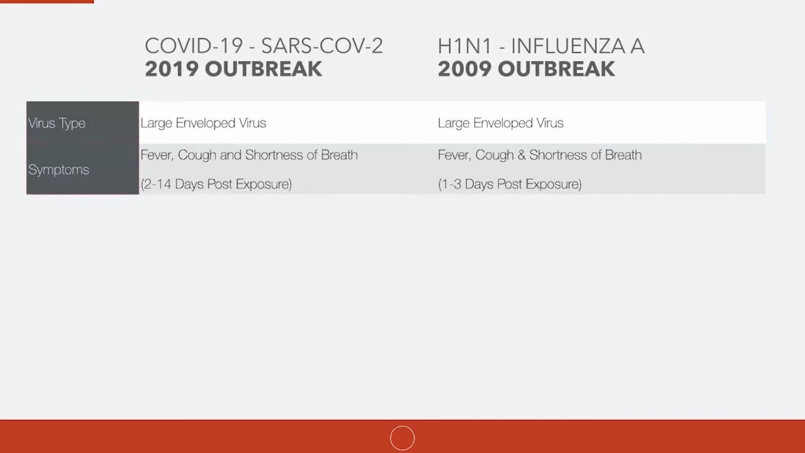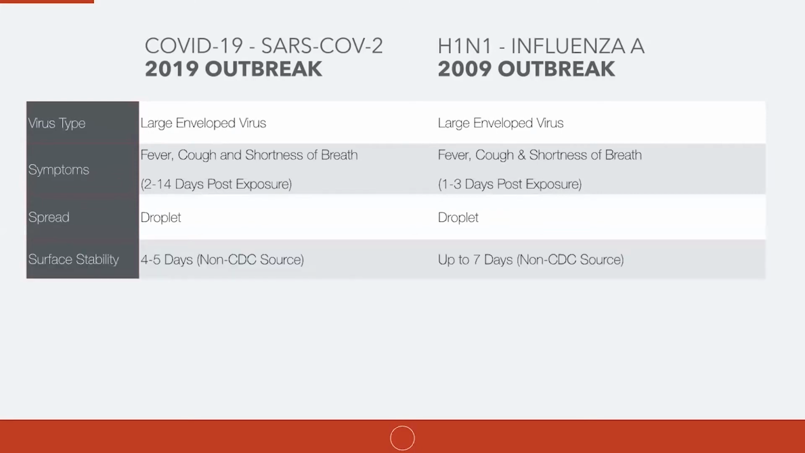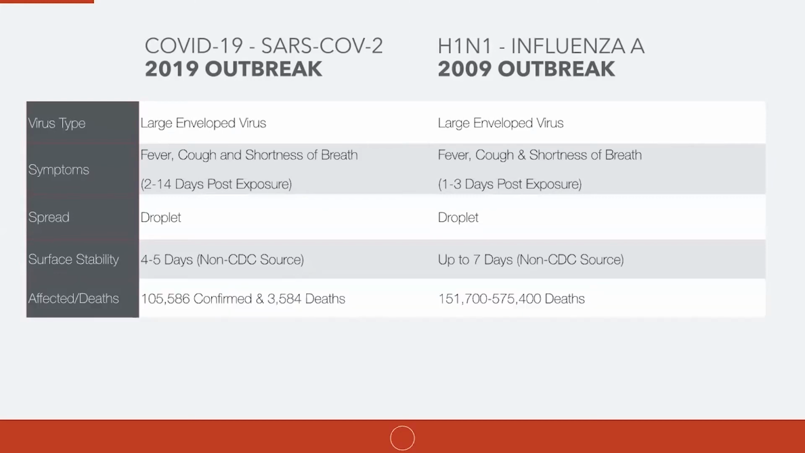The difference being that COVID-19 does take longer to show its effects than what we traditionally associated with H1N1. They both spread through droplet. There is unknown stability of these, though we have seen journals identify between 4 and 7 day stability on hard surfaces. The main difference is the scope. While we have seen 105 cases confirmed in the world, this is still minimal relative to other viruses and the illnesses that they cause around the country, especially relative to H1N1.